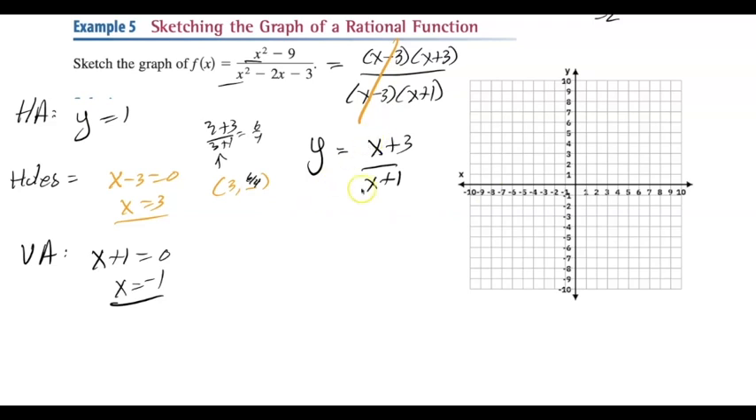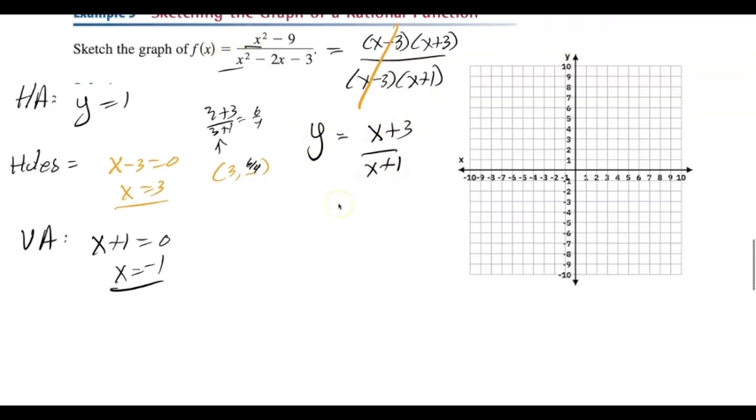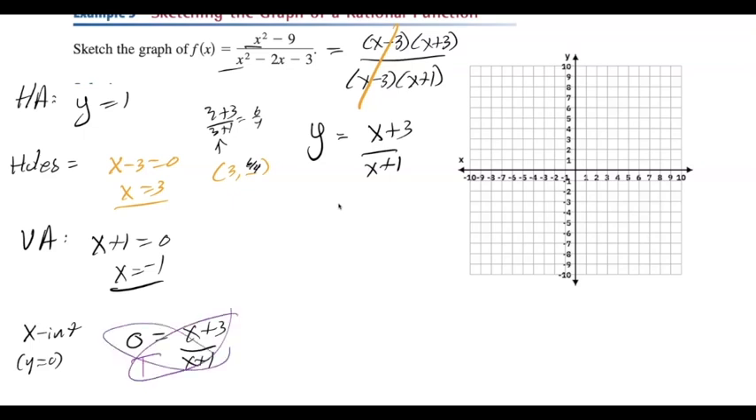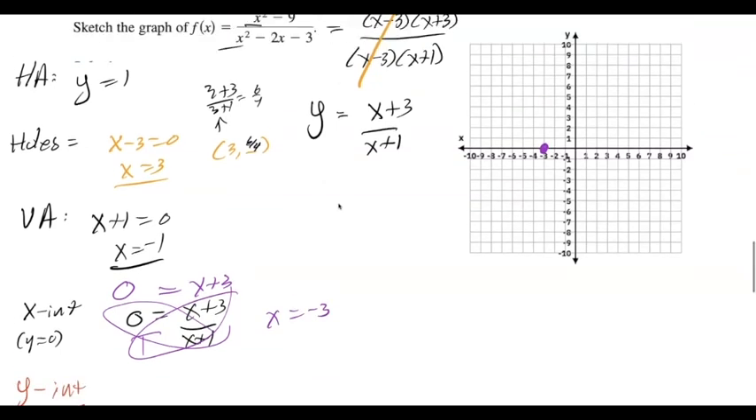We still have to find the x and y-intercept. We're going to do that with our new graph, not the original. We want to find the x-intercept. We're going to set y equal to 0. We get 0 equals x plus 3 over x plus 1. You could cross multiply. I get 0 equals x plus 3. x equals negative 3. There's my x-intercept. For the y-intercept, we're going to set x equal to 0 and just plug that in. 0 squared minus 9 over 0 squared minus 2 times 0 minus 3. I get negative 9 over negative 3, which is 3. So my y-intercept is at y equals 3, technically (0, 3). So there's my x-intercept and my y-intercept.